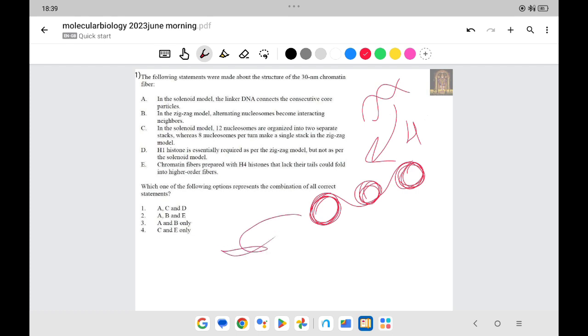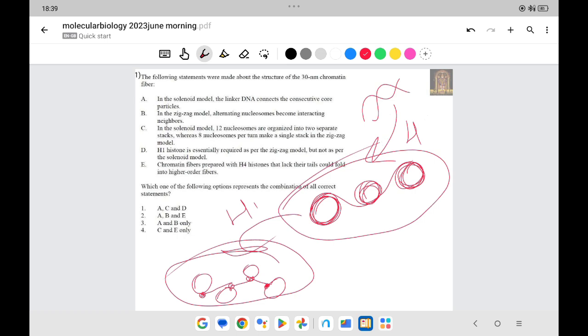Now, upon addition of the H1 protein, it converts into the 30 nanometer structure, where two kinds of structure are possible. The one is the zigzag pattern, where these are the histone cores, and this one is the H1 protein. So, upon addition of H1, it converts into the zigzag form. This is the 30 nanometer structure upon addition of the H1 protein to the beads on string structure.